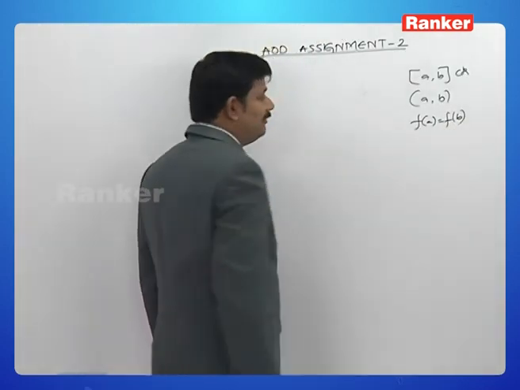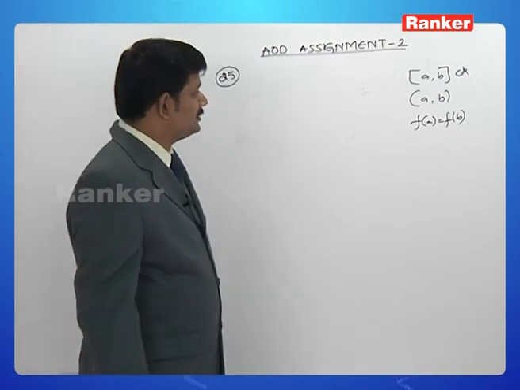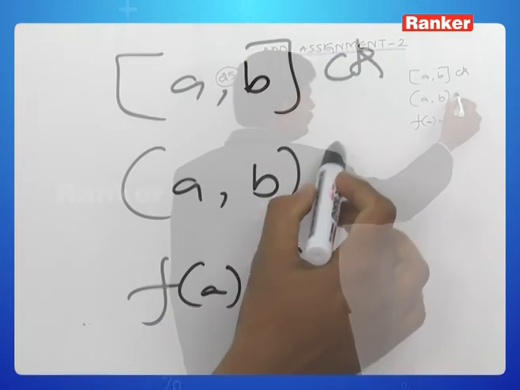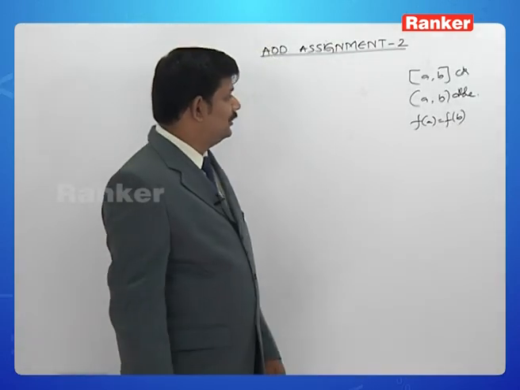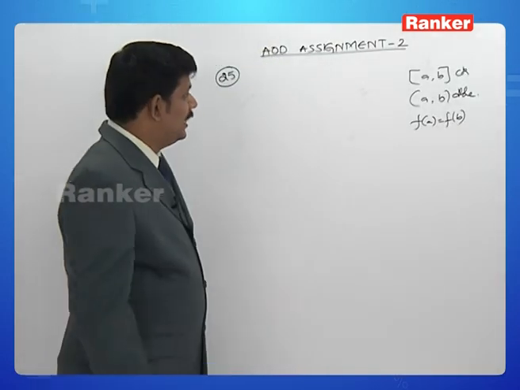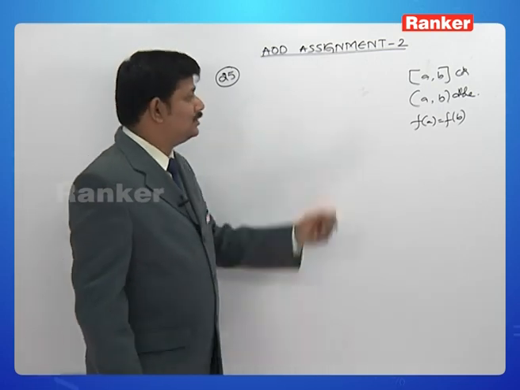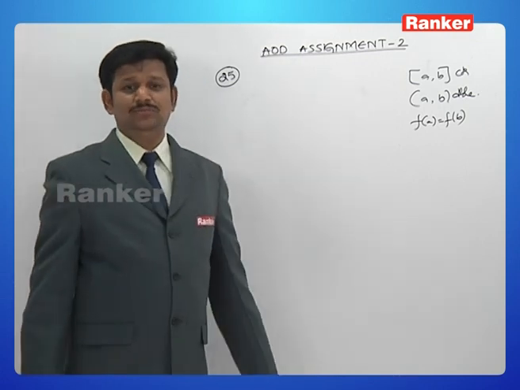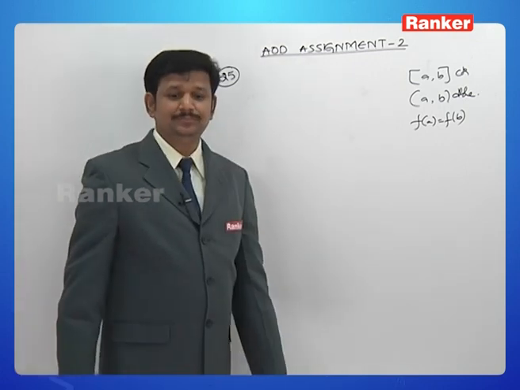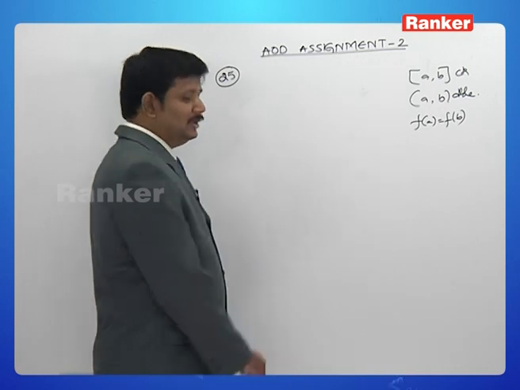For Rolle's theorem to be verified in closed interval a to b for any function, the function should be continuous in closed interval a to b, differentiable in open interval a to b, and f of a should be equal to f of b. And because cos 1 by x is discontinuous at x equal to 0, it is not continuous in minus 1 to 1. So, D cannot be our answer. Let us see if C can be our answer.